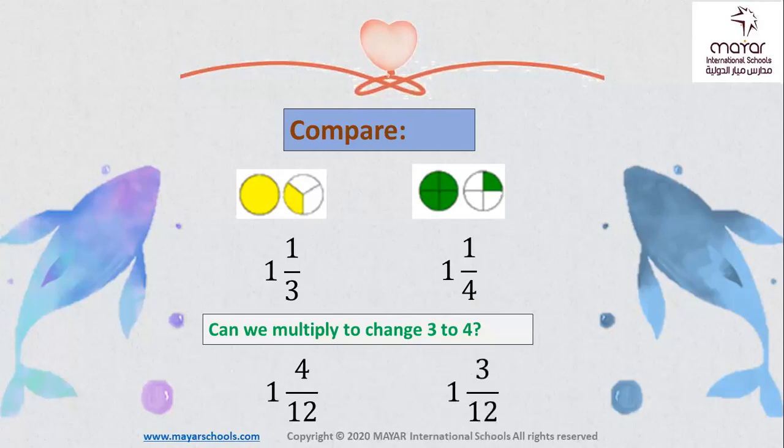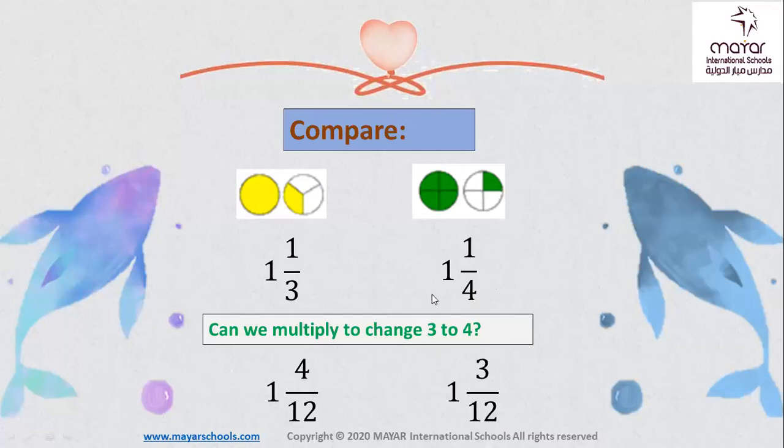So now, if we compare, is 1 and 1 out of 4 bigger, Elian, like you see? No. No, which one is bigger? The 1 and 1 out of 3. Thank you so much. Again, I'm going to repeat it.